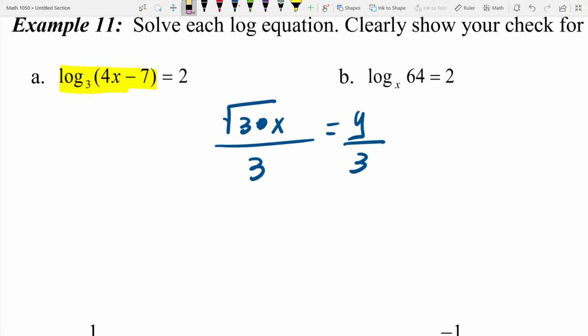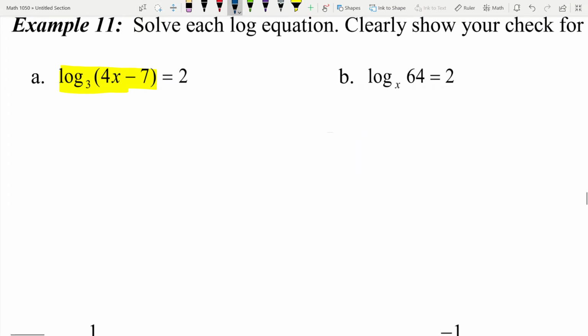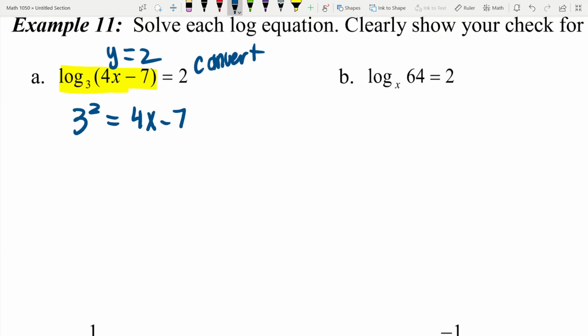Okay? All right. So, up above that equation, I want everybody to write y equals 2. That's what you need to see. You don't need to write it. I just need you to see it. Once your y is alone, meaning once your log is alone, that's considered stuck, and so you convert. I want you to write down the word convert. Okay, everybody write 3 to the second equals 4x minus 7. That's the conversion.